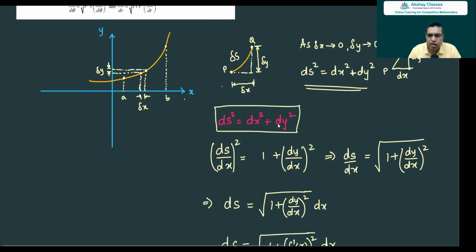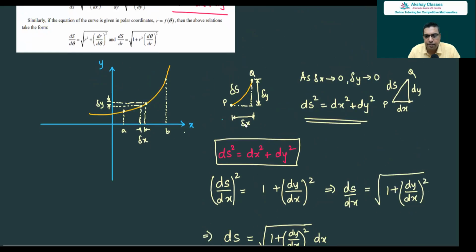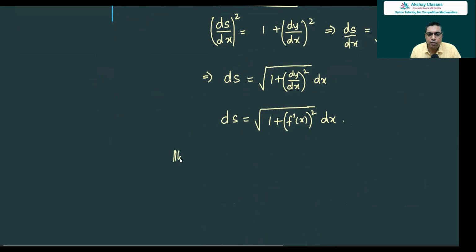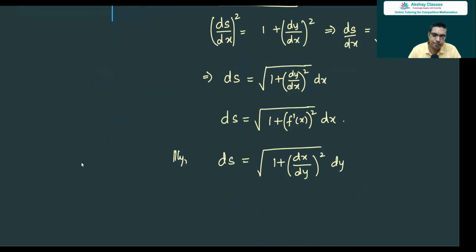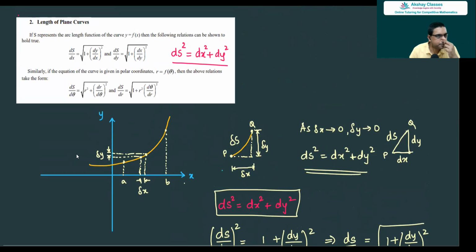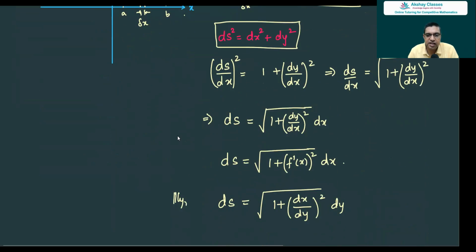Similarly, from the same one, you can write in terms of y. Sometimes it is easier integrating with respect to y. So if we divide by dy square, we will get ds is under root of 1 plus dx by dy the whole square times dy. Okay, so this is if the given expression is in Cartesian form.